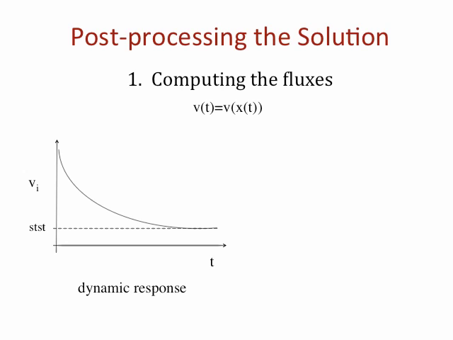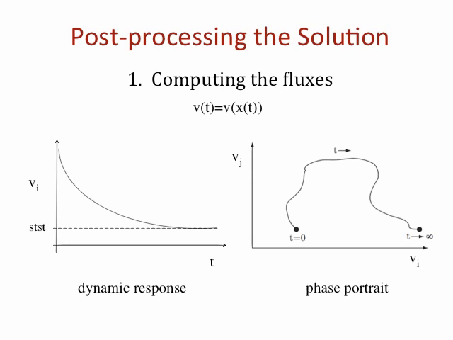The first one involves the fluxes. If we have the concentrations as a function of time, you can simply substitute these values into the rate laws and you can get the changes in any flux in the system as a function of time. Then you can plot the fluxes as the variables of interest. For instance, you can plot how a flux changes with time, or you can form a phase portrait of fluxes, just like you can form a phase portrait of concentrations.